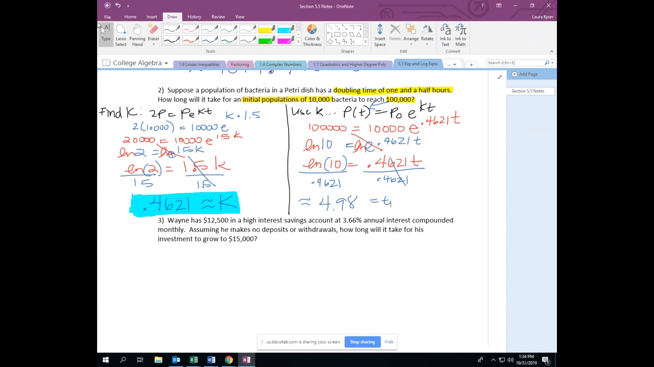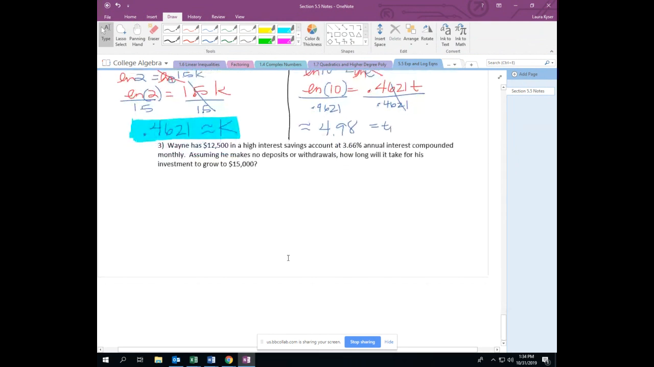All right, the last one is compound interest, and it is not continuously compounded. It's just regular compound interest. And the formula for that is A equals P times (1 plus R over N) raised to the N T power.